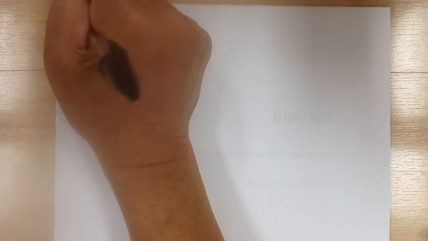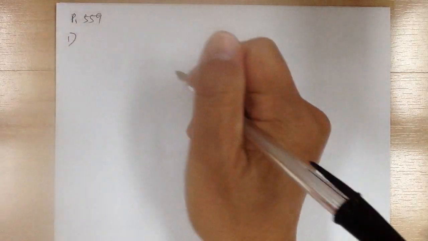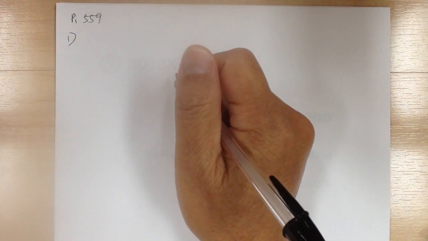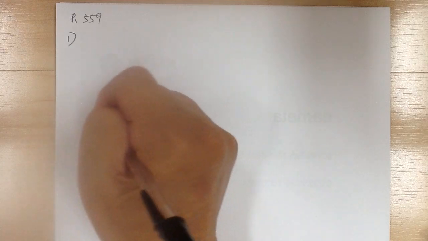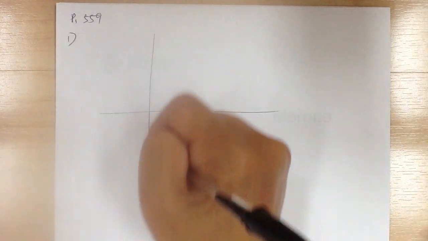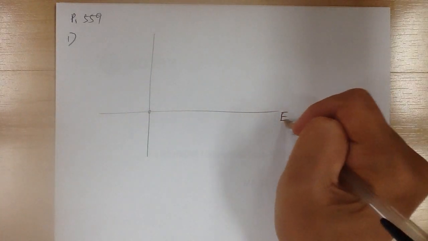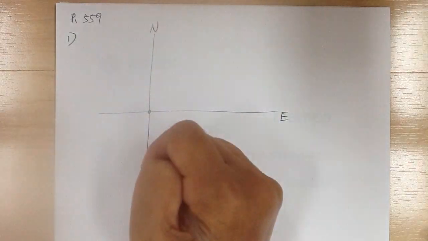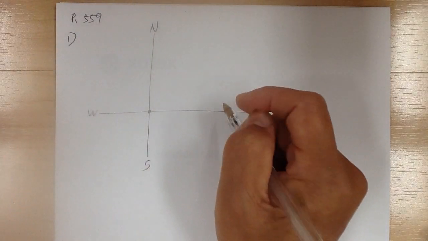Let's go to page 559. Start with number 1. It says Jane is flying a plane on a triangular course. Okay, so let's do that. So let's get a coordinate. So this is the east, and this is the north, south, and west.